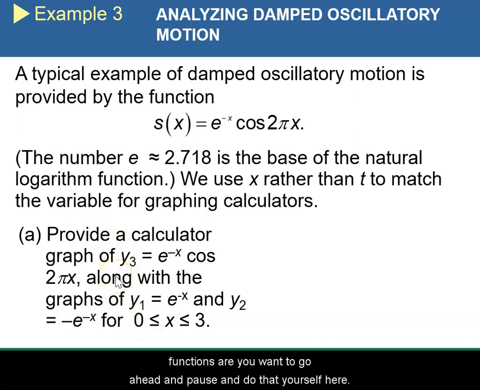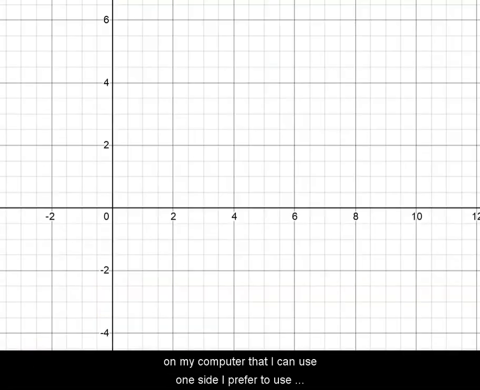Maybe you want to go ahead and pause and do that yourself here. Maybe I'll do that with you. Let me see if I have a calculator on my computer that I can use. One second. Okay, and we're back. So I don't have a TI calculator online for me to use, but I prefer to use Desmos when possible. So let's go ahead and do one of these functions.